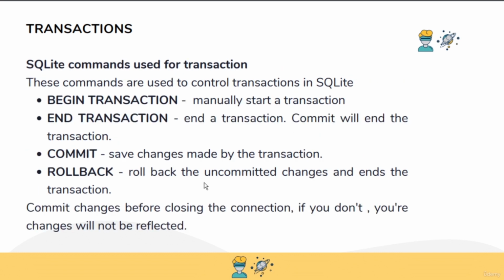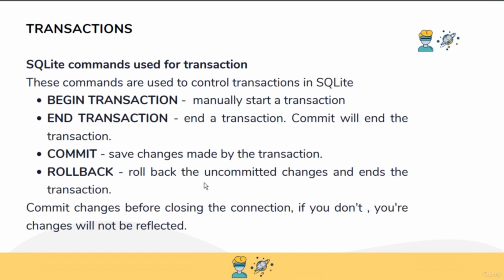SQLite commands used for transactions. These commands are begin transaction, used to manually start a transaction, and end transaction to manually end a transaction. Commit will end the transaction. Commit saves changes made by the transaction. If you use commit, you're going to end the transaction, okay? And if you end, you're going to also commit the changes. So that's why people keep using end and commit interchangeably. Rollback undoes the uncommitted changes and ends the transaction.